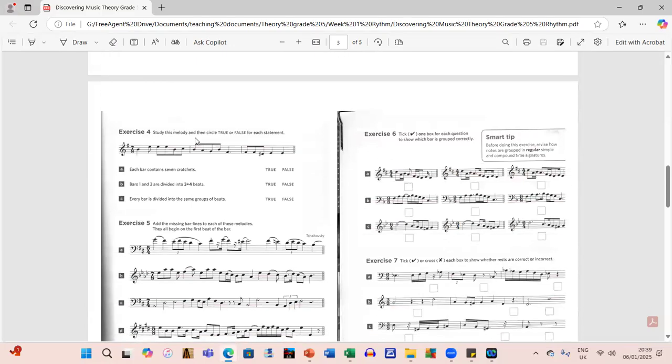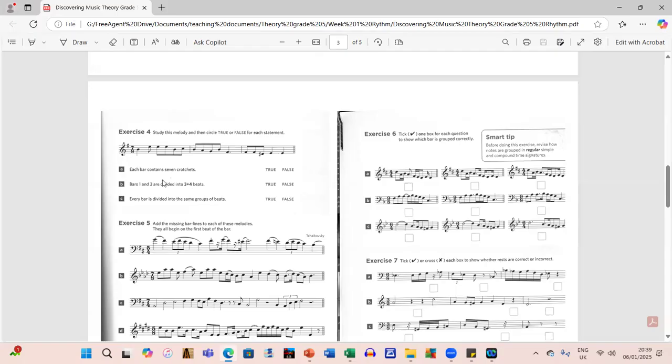Study this melody and circle true or false for each statement. I'm not going to tell the answers. These bars 1 and 3 are divided into 3 plus 4. Every bar is divided in the same groups of beats. Okay, I'm not gonna tell the answers though. You could work those out.